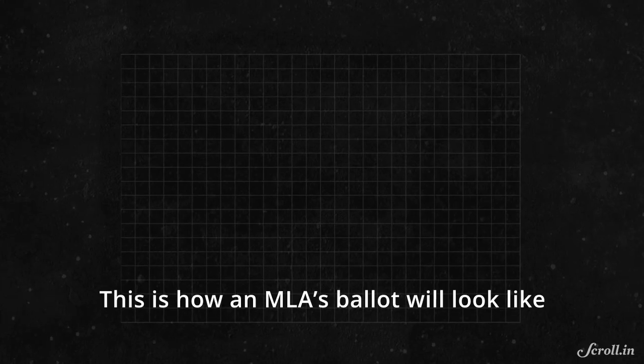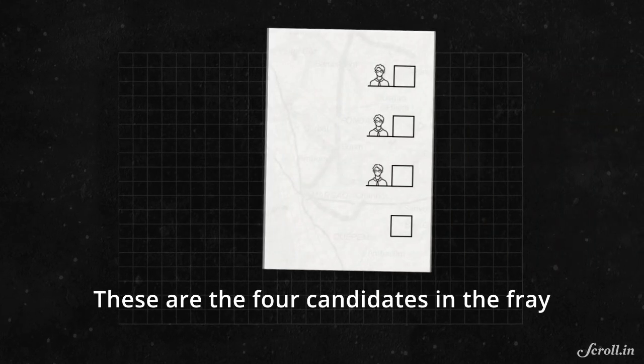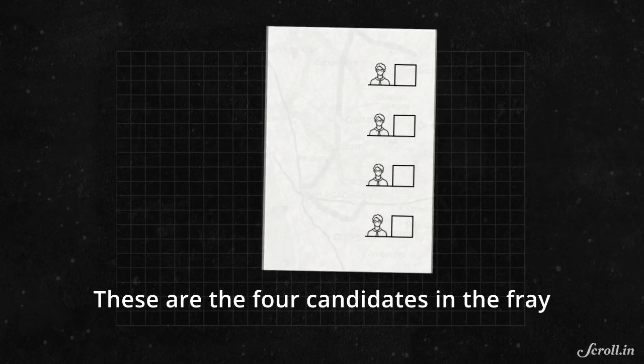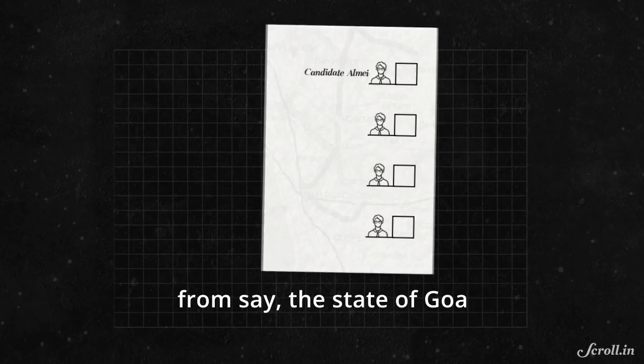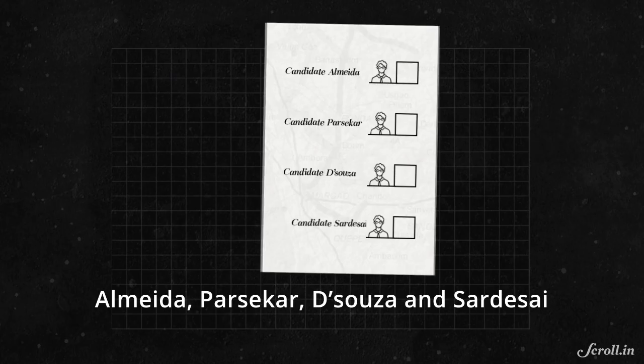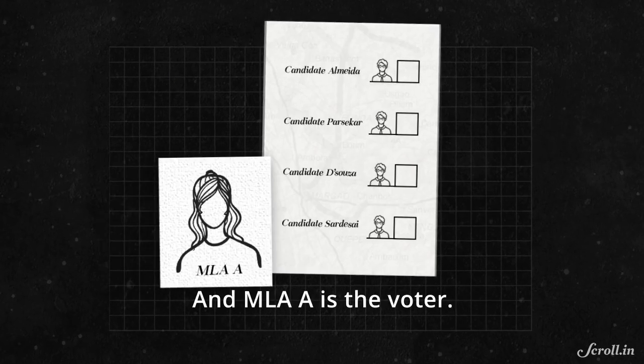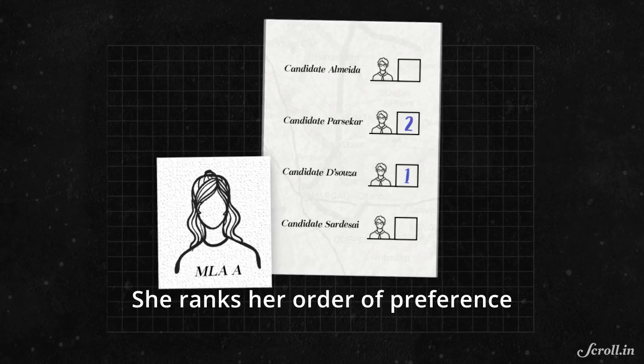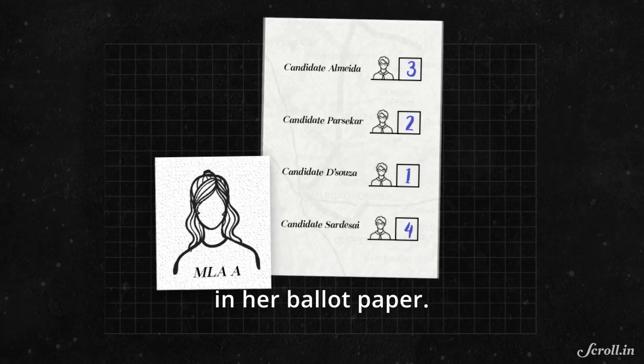This is how an MLA's ballot will look like. These are the 4 candidates in the fray from, say, the state of Goa: Almeida, Parsekar, D'Souza, and Sardesai. And MLA A is the voter. She ranks her order of preference in her ballot paper.